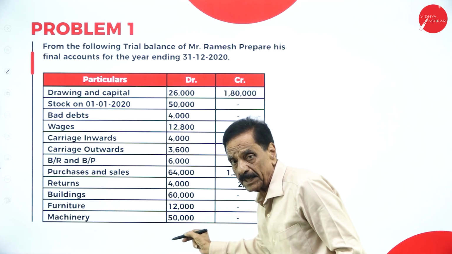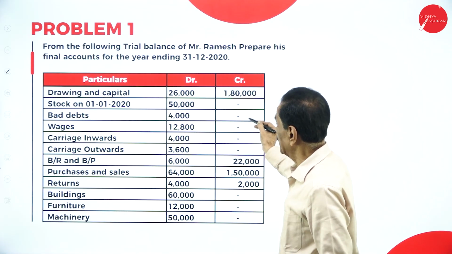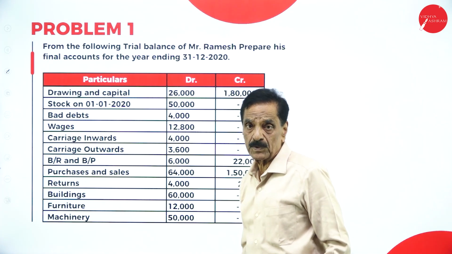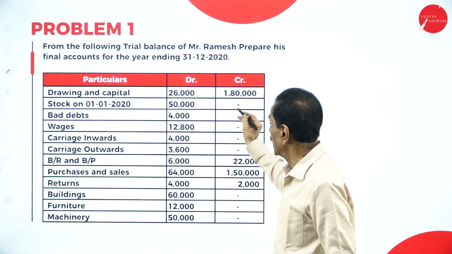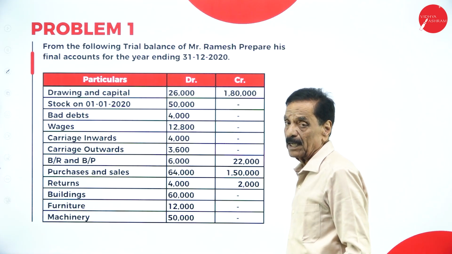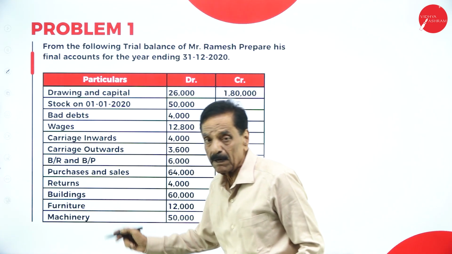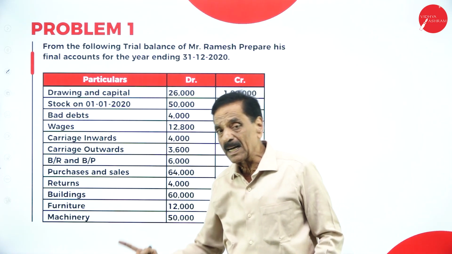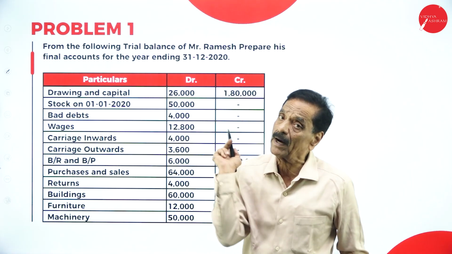The items given in the trial balance, debit side, credit side. Debit side shows the expenses, credit side shows the income, debit side shows the assets, credit side shows the liabilities. The items in the trial balance should appear only once. The items in the adjustment should appear twice.